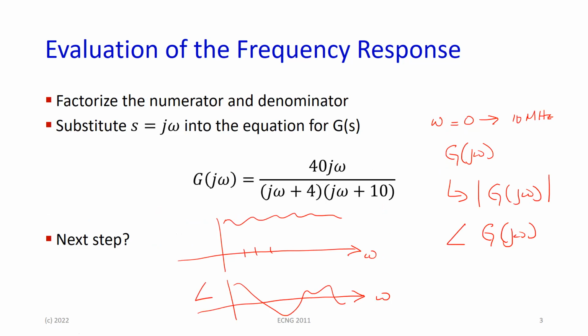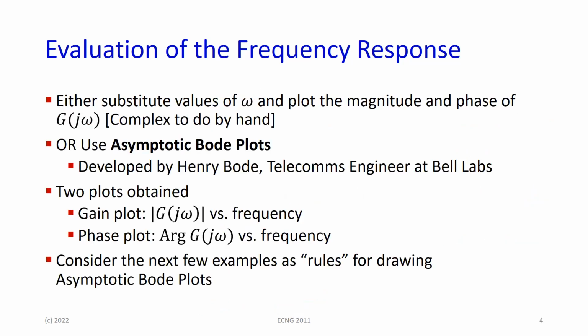Is there some approximation that we can do that will let us know how G of j omega behaves without necessarily having to substitute 10, 15, 20 values of omega and see what happens? And this is in fact where this thing called an asymptotic plot comes in.